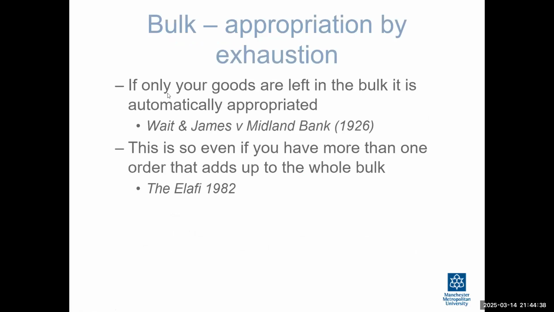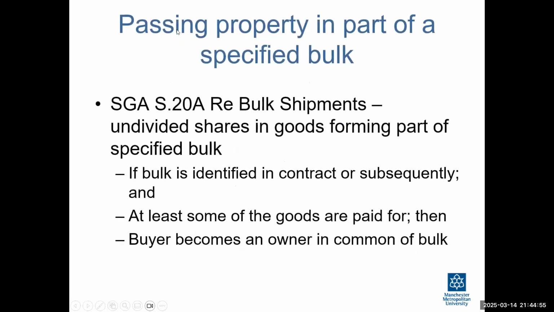So if only your goods are left in the bulk, it is automatically appropriated. If you have more than one order, even that adds up to that, we would say that has been unconditionally appropriated. So, passing of property in part of a specified bulk. If you say that's a specific bulk we're talking about, then Section 20A is a relevant principle. It talks about undivided shares in goods forming part of a specified bulk.